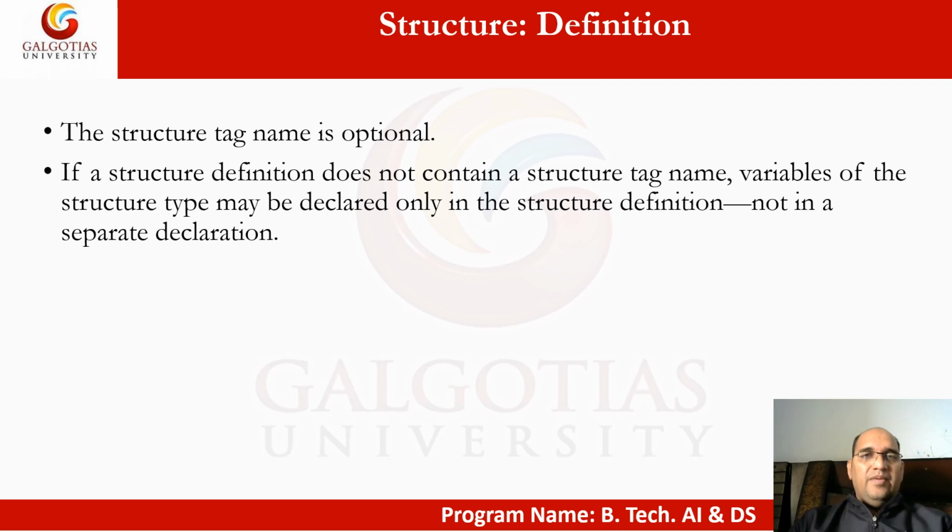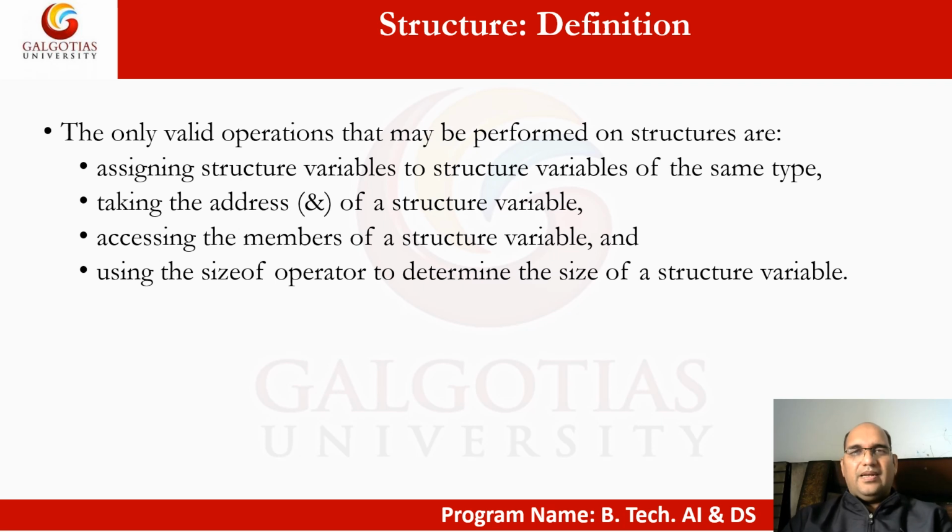The structure tag name is optional. If a structure definition does not contain a structure tag name, variables of the structure type may be declared only in the structure definition, not in a separate declaration. The valid operations that may be performed on a structure are: first, assigning a structure variable to a structure variable of the same type; second, taking the address of a structure variable; third, accessing the members of a structure variable; and using the sizeof operator to determine the size of a structure variable. So these are the four valid operations on structures.